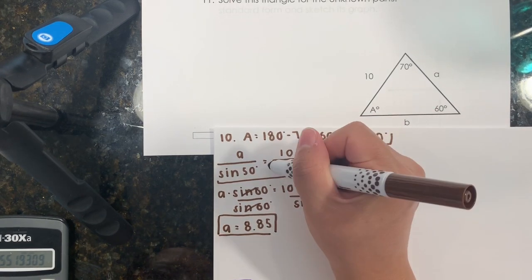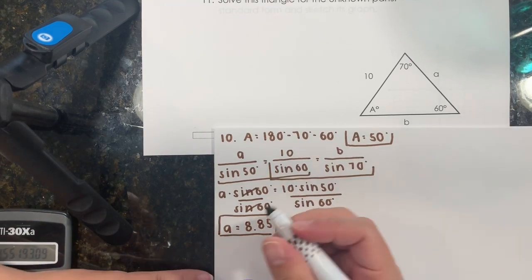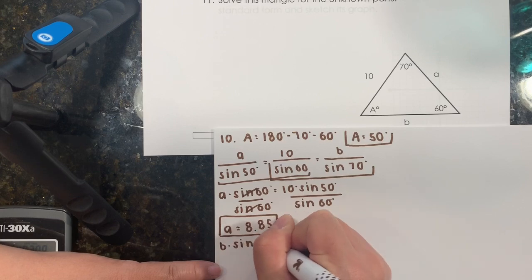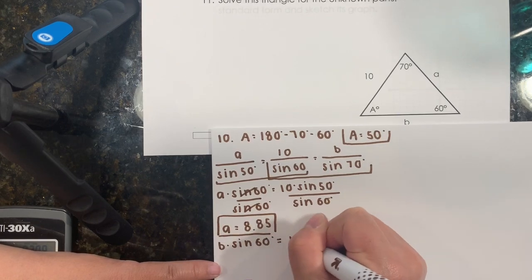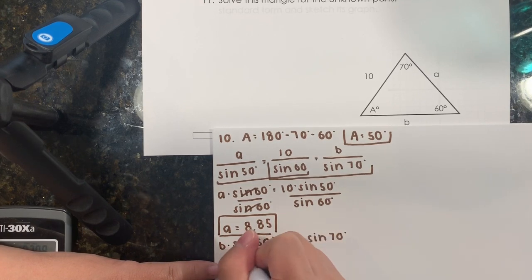Then for B, I have to cross multiply the last two, which would be B times sine of 60 equals 10 times sine of 70. Then you're going to divide both sides by sine of 60.